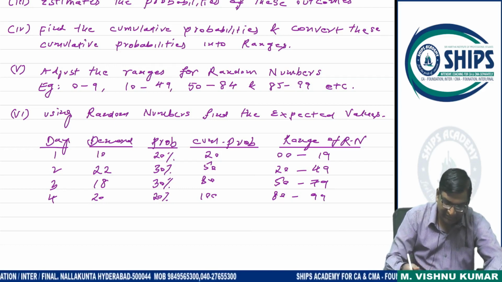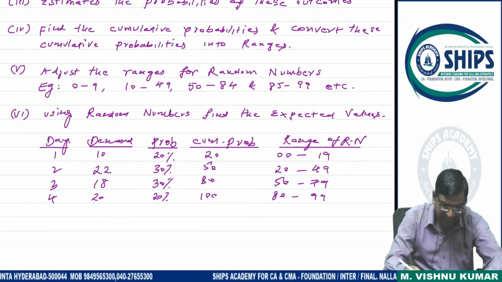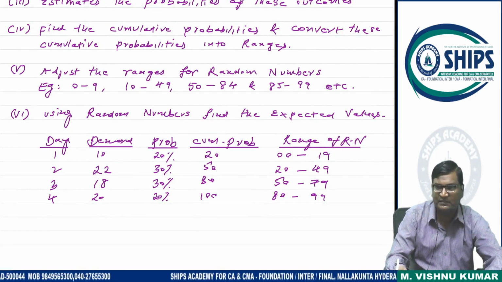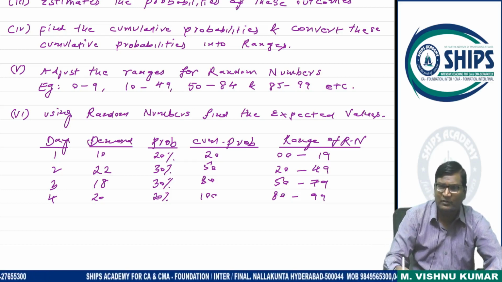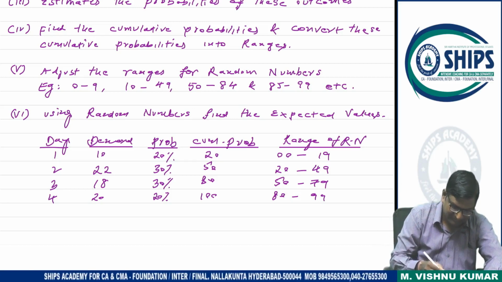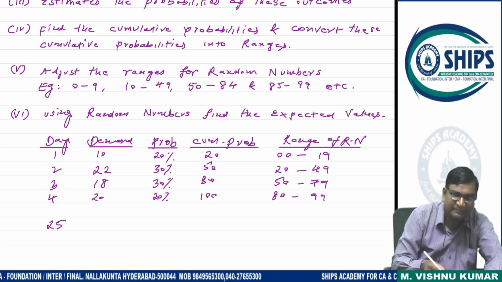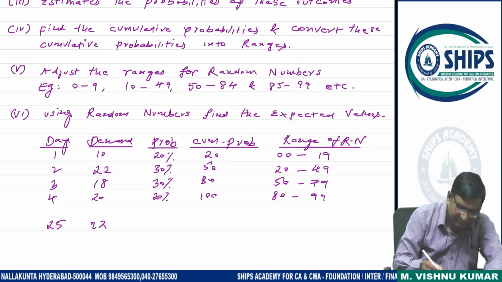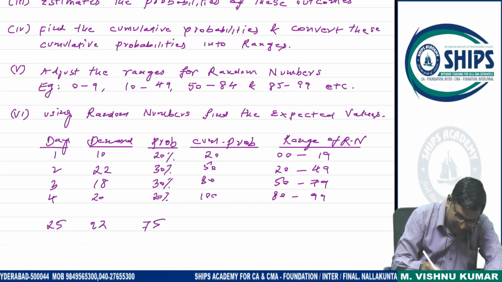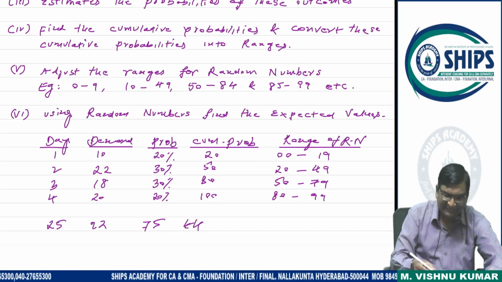Suppose they are interested in calculating the demand for the next 4 days or 5 days. So this is based on what? Random numbers. I need to find the demand, so take any random number. Random number means any number. Suppose I am taking the first random number 25. Second random number, suppose I am taking 92. Third random number I am taking 75. Fourth random number suppose 44. This is my choice; you can take any random number.